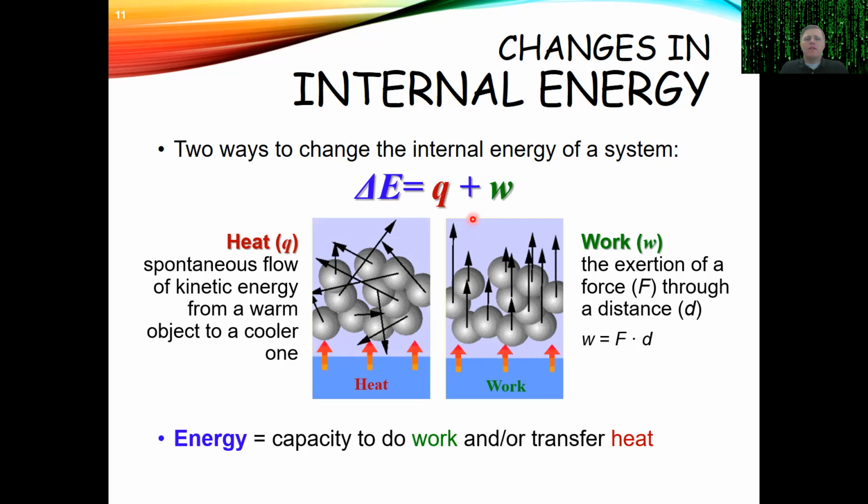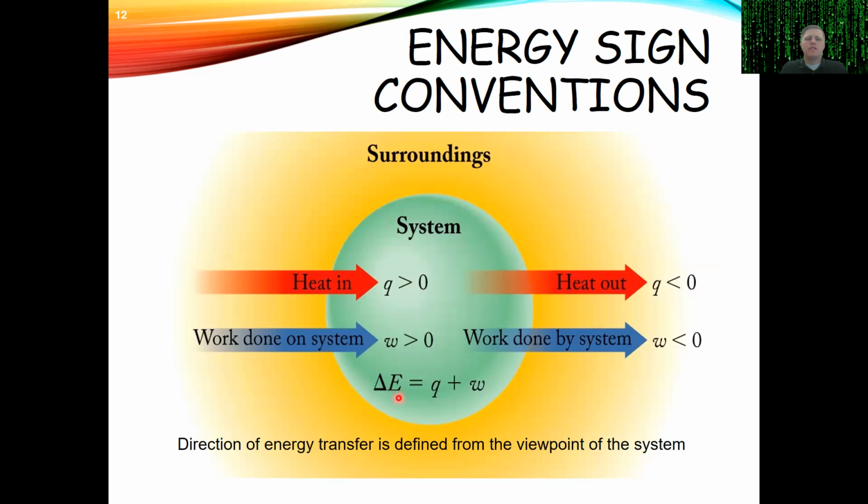Now let's talk about the signs of Q and W here for a second. I'll do this with a little diagram here where this teal ball or green ball is our system and this yellow area is our surroundings. So heat can flow into the system. If it does that, then the surroundings is giving up heat to give it to the system. So if our system is gaining heat, then our Q, our heat value, is going to be a positive number. It's going to be greater than 0. We call this type of process an endothermic process. So if your system is heating up, taking in heat, that's endothermic.